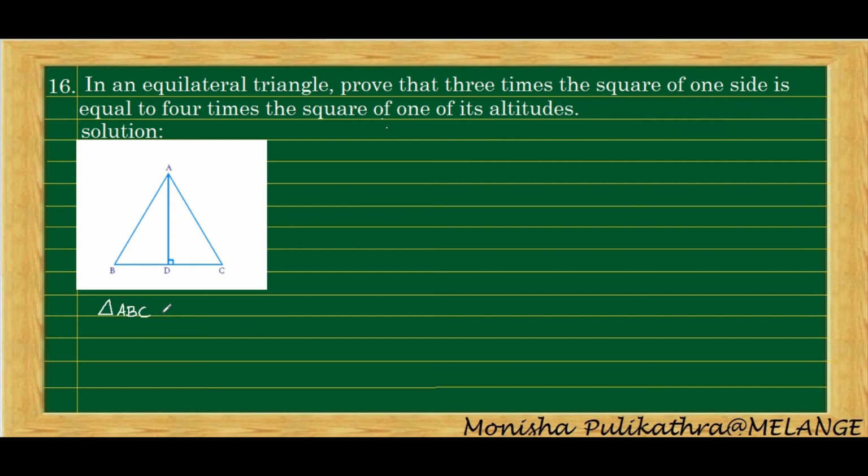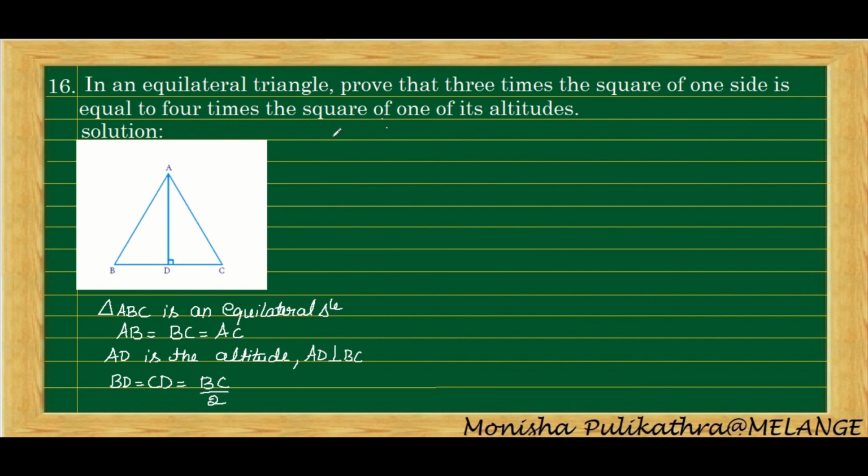Triangle ABC is an equilateral triangle. Equilateral triangle means all the sides will be equal. That is AB is equal to BC, which is also equal to AC. And here AD is the altitude, where AD is perpendicular to BC. So if it is perpendicular to BC, it cuts the triangle into 2 equal halves. So therefore BD and CD will become half of BC, so BC divided by 2.